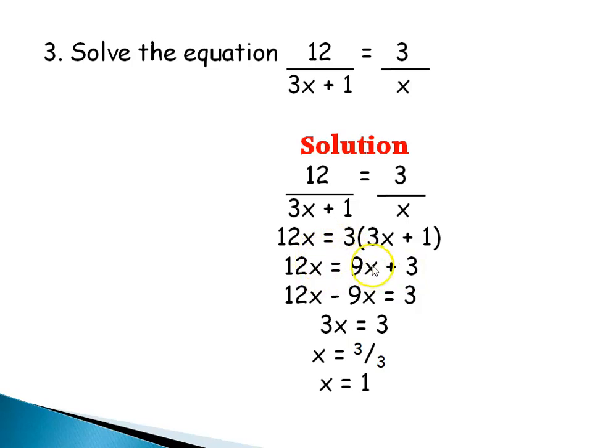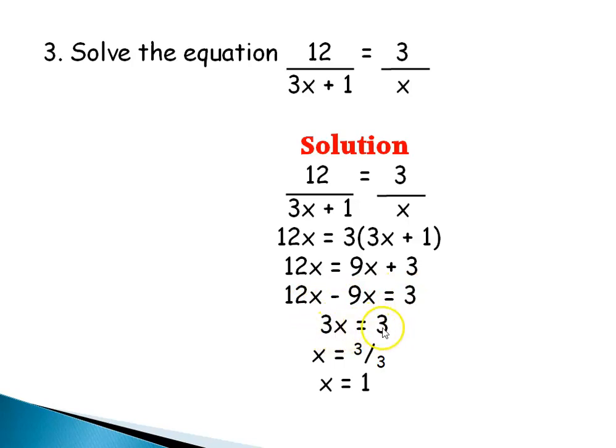Don't forget, when a number is crossing the equality sign, it changes sign. It was plus 9x here. When it comes here, it becomes minus 9x. So 12x minus 9x is equals to 3. 12x minus 9x is 3x. 3x is equals to 3.